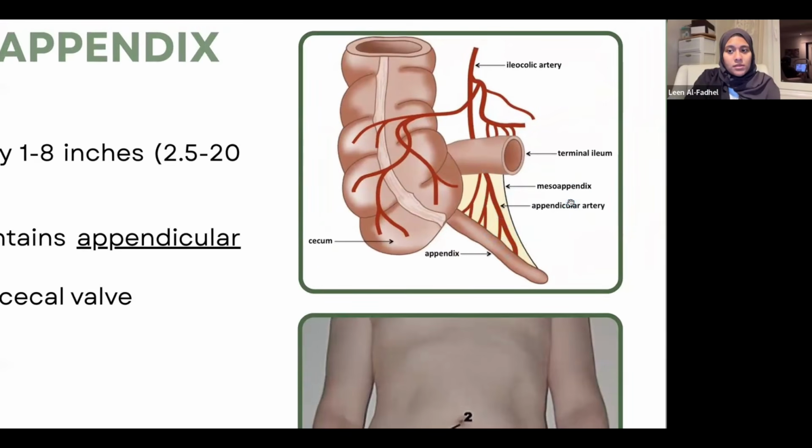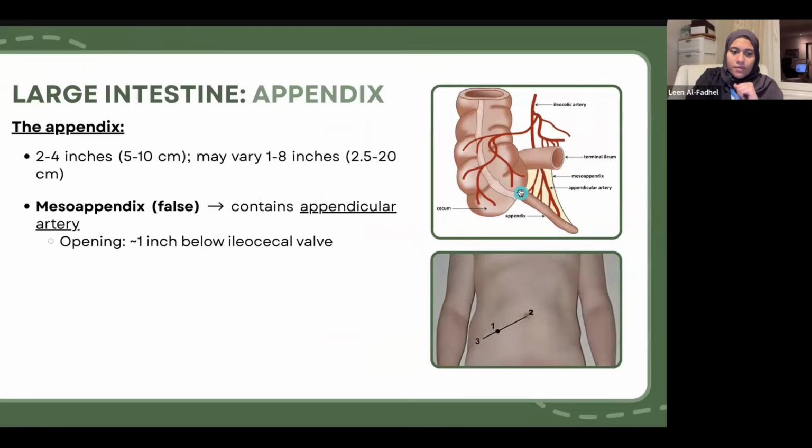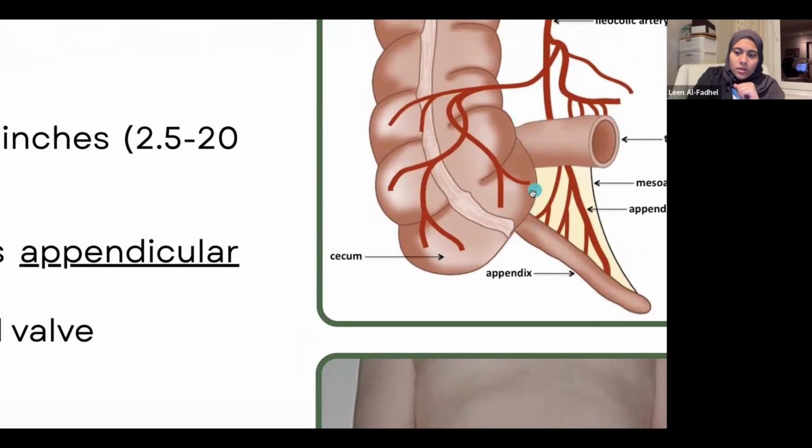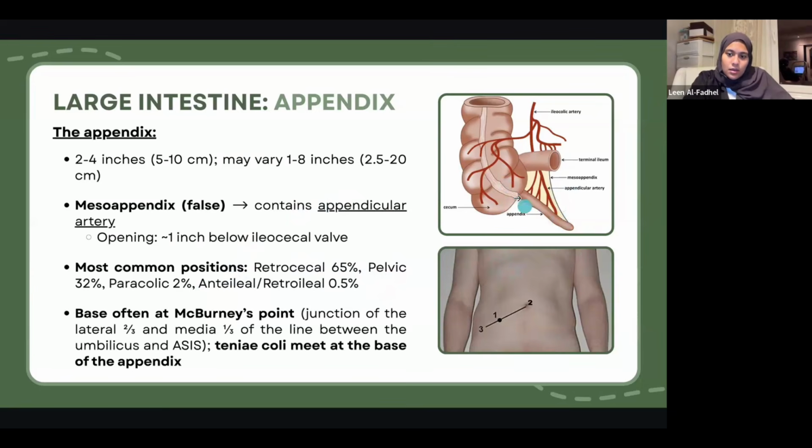And what does the mesoappendix contain? It contains the appendicular artery. And this appendix opens 1 inch below the ileocecal valve. Here's the ileocecal valve; right below it is the appendix. Now, what is the most common position of the appendix? Retrocecal. I've seen this in the red files again, so please know that. The rest, I don't know if they'll ask you pelvic, paracolic, whatever, but I've seen retrocecal before. And its base is often at McBurney's point.